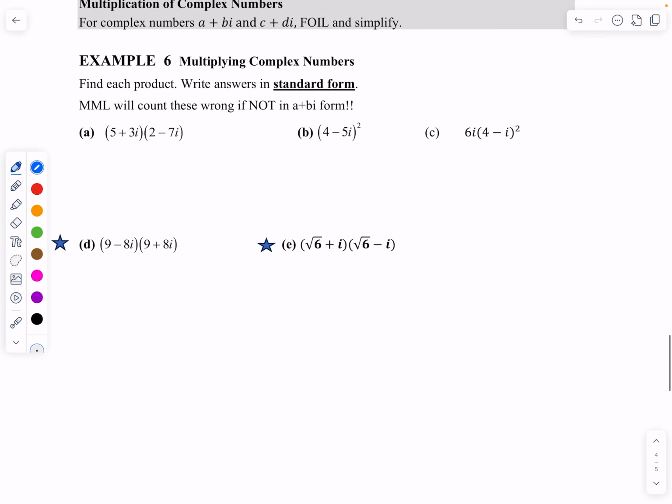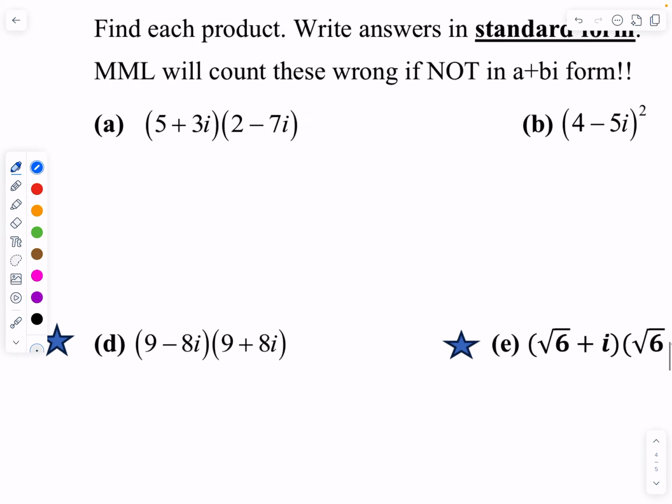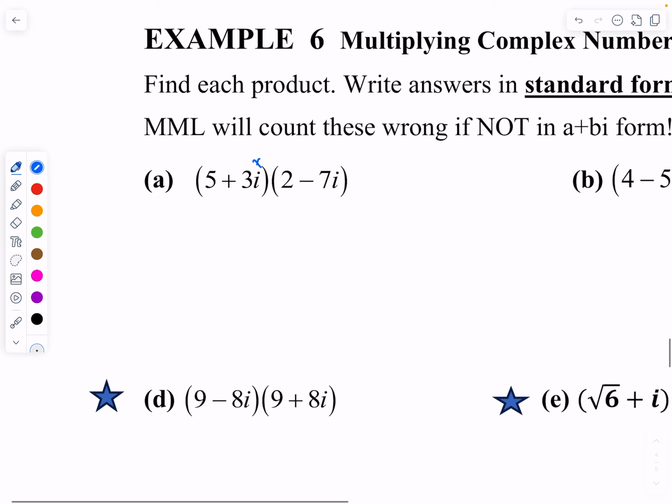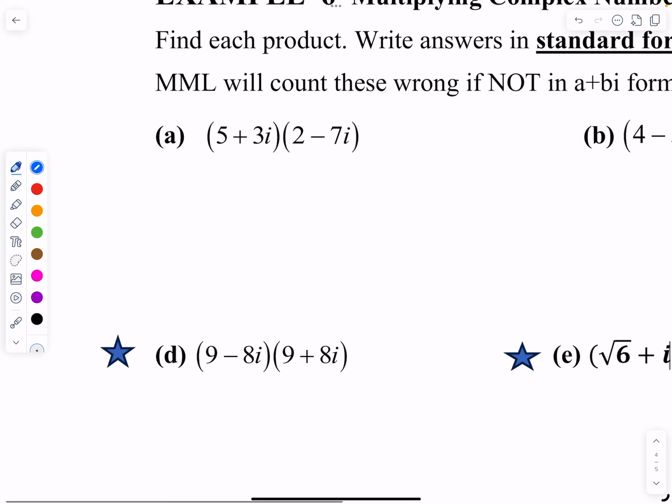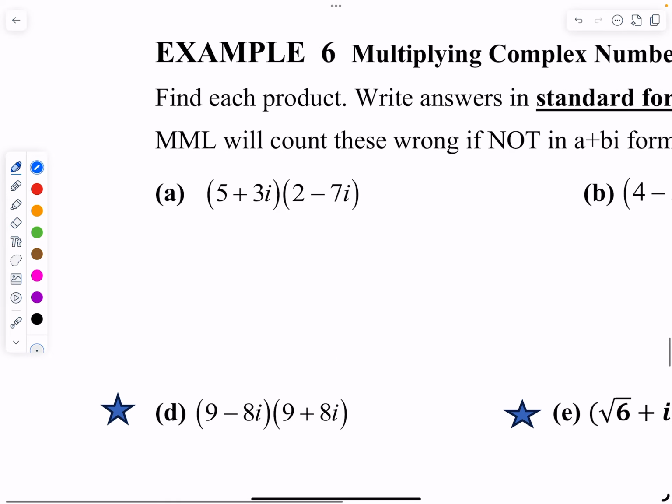And last but not least, we're going to do some multiplying. So if this was an x, you would know, oh, I'm just going to FOIL. First, outside, inside, last, right? Or distribute, depending on how your Algebra 1 teacher taught you. So that's exactly what we're going to do. I'm going to take my 5 and I'm going to distribute it to the other 2. So that's 10 minus 35i.